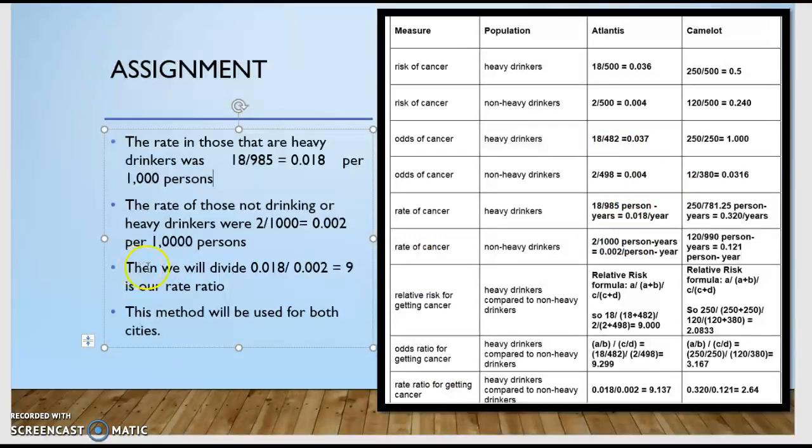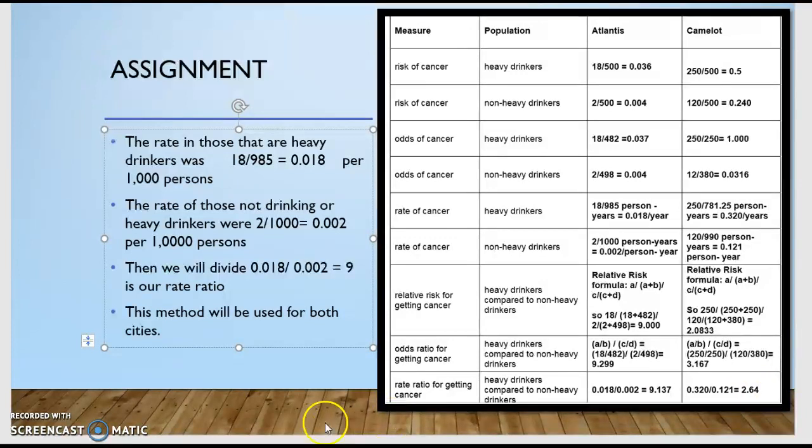Then what we'll do is divide our 0.018 by our 0.002. You can see, once we've gotten the numbers we need to divide appropriately, here in this column, we end up with 9.137. And we're going to do the exact same method when solving for Camelot. So you can see down below, we've already pulled these two numbers that we need, and we received 2.64, the rate ratio for getting cancer in Camelot.